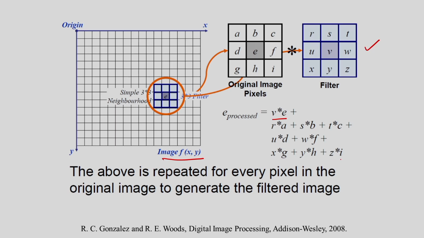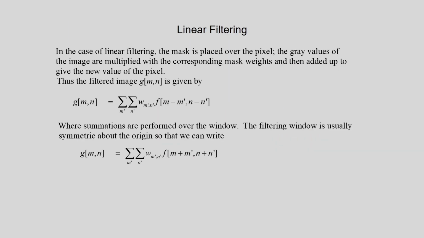Like this I have to do the multiplication and addition. This process is repeated for all the pixels of the image. Then in this case I will be getting the filtered image. So this concept is called linear filtering.